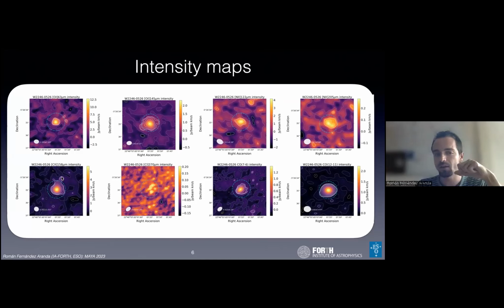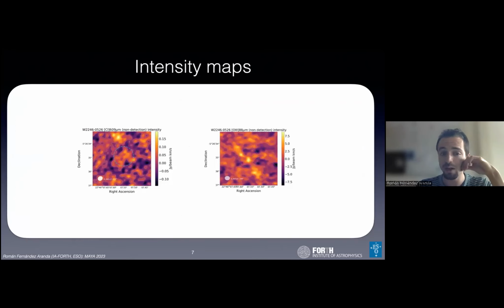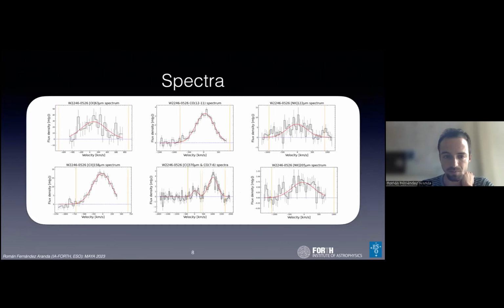So we are looking at the host galaxy. For you to have an idea of the scale, here at redshift 4.6, 1 arcsecond is broadly 7 kiloparsec. So we're really just integrating the host galaxy. And we also have 2 non-detections. The carbon 609 and oxygen 388 microns are non-detected. If you are interested, I can go back to this later.